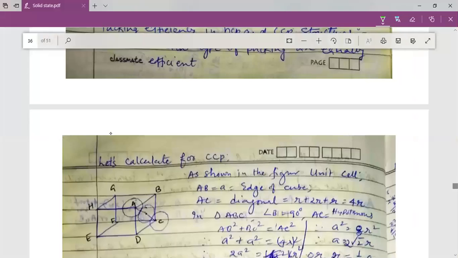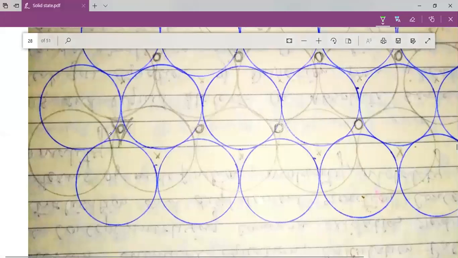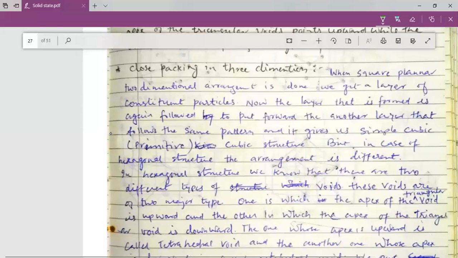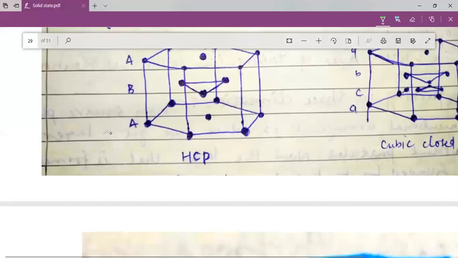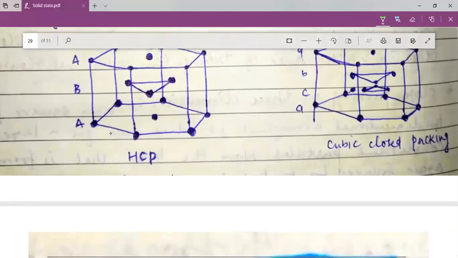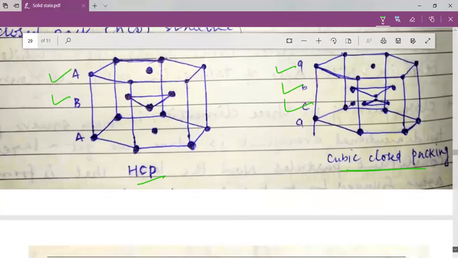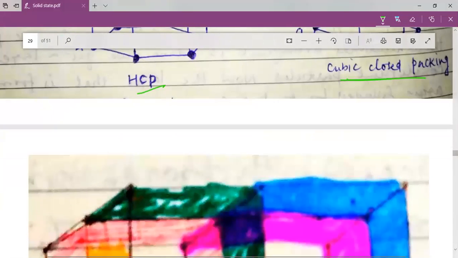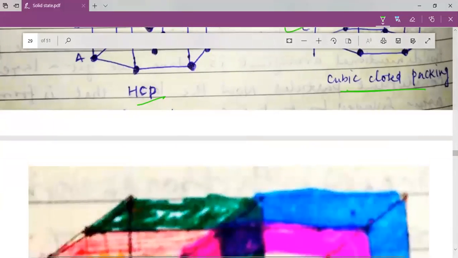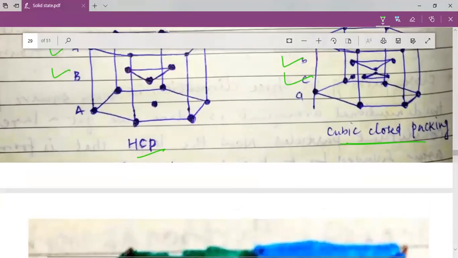If you understand this packing efficiency, in the case of three dimension we have two types of close packing. One is hexagonal close packing and another one is cubic close packing. When it comes to the hexagonal close packing, we have AB kind of arrangement, but when it comes to the cubic close packing, we have ABC type of arrangement. My dear students, when we have AB type of arrangement, we actually arrange the particles just in this manner, which you can see in this particular figure.